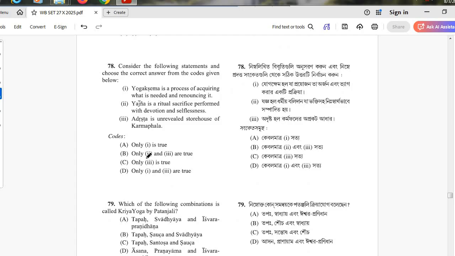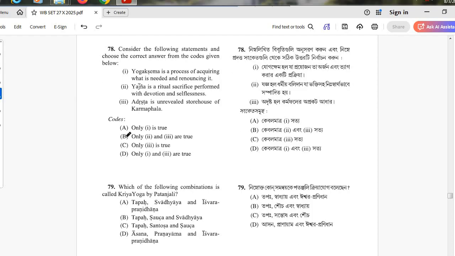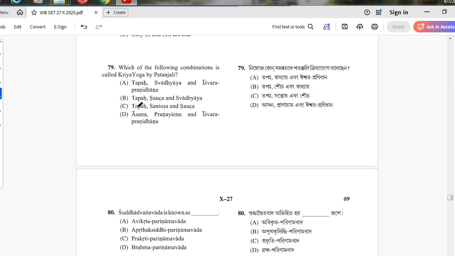Question 78. Consider the following statements and choose the correct answer from the codes given below. 1, Yogakshema is a process of acquiring what is needed and renouncing it. 2, Yajna is a ritual sacrifice performed with devotion and selflessness. 3, Adrishta is the unrevealed storehouse of karma phala. And question 78, the correct answer is option B, only 2 and 3.